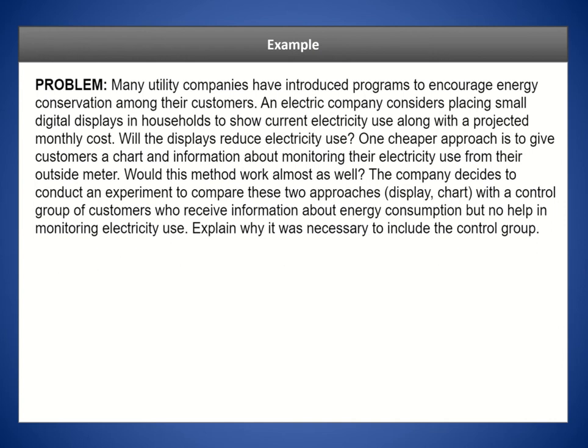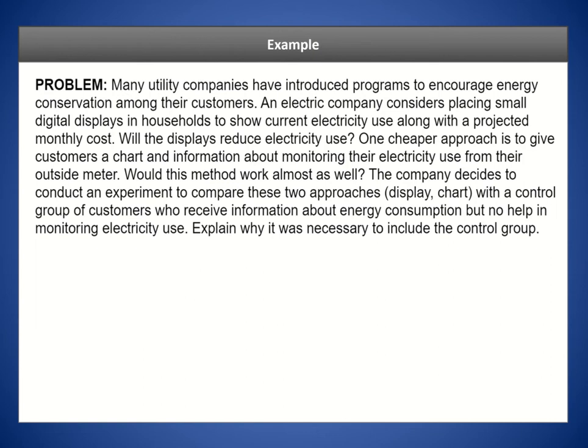One where you have the display, where it potentially reduces electricity use but still gives you information. Or the cheaper approach where you just get a chart and information. So we want to compare these two, the display versus the chart. And then we want to compare these with a control group where the customers receive information about their energy consumption, but they don't get any help in monitoring it. No display, no chart. They just get information. Explain why it was necessary to include the control group here.